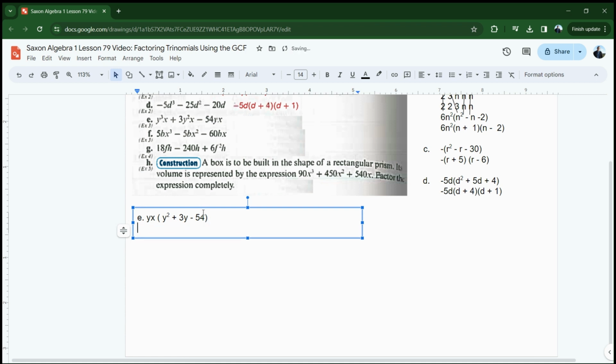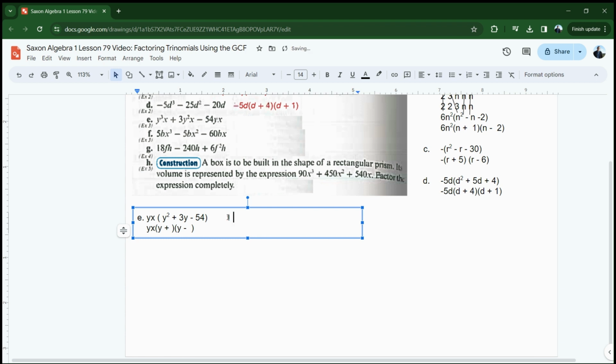Okay. So now I can simplify this. yx comes along for the ride, and then it's going to be y plus something, y minus something to make negative 54 as the last term. Okay, so what's it going to be, plus and minus? So I have to think of the numbers that I can multiply together to get 54. Here's one where 54 is a little tougher. I'm going to list out the factors.